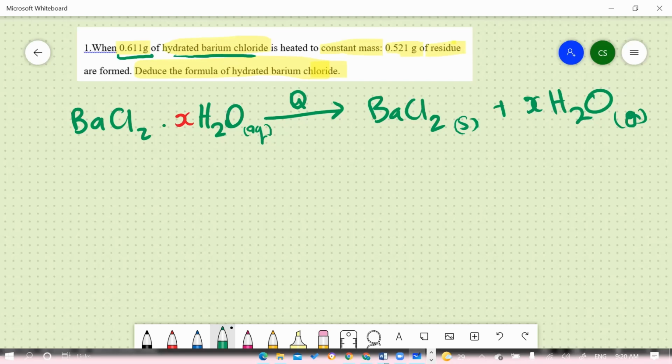So we know that we heated 0.611 grams of BaCl2 dot XH2O. That's what we know, and we know that 0.521 grams of the BaCl2 as the anhydrous salt was formed, and we need to find out how many molecules of water are in BaCl2. So what would we find next?